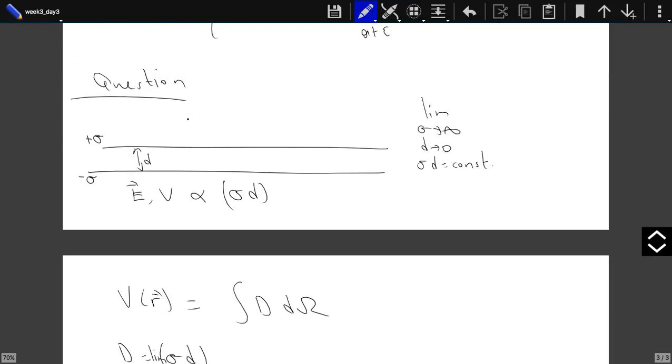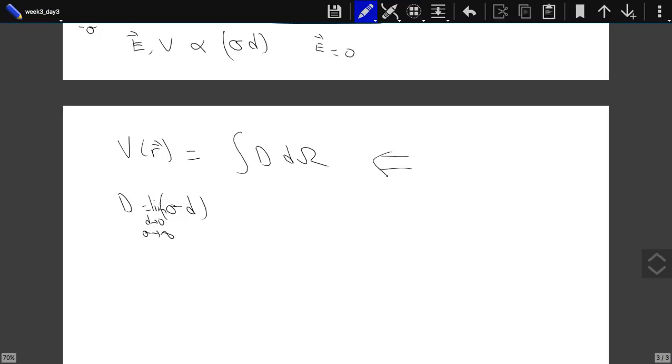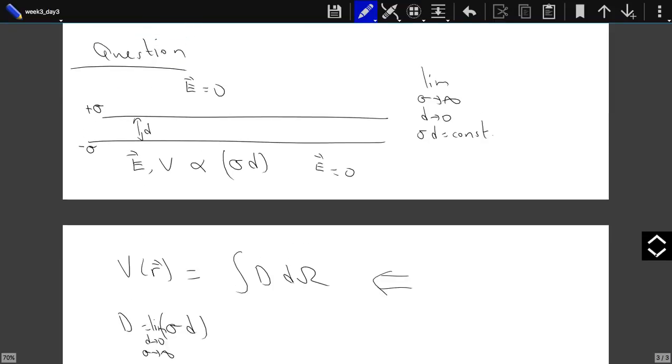So are these compatible? We also know that the electric field here should be 0. That is, for an infinite uniform capacitor, we said that the electric field outside the parallel plates is 0. But at the same time, there is a potential created by this dipole layer. Are they consistent? They should be consistent with each other, because in this limit, a capacitor is nothing but a dipole layer. These capital D's are the same.